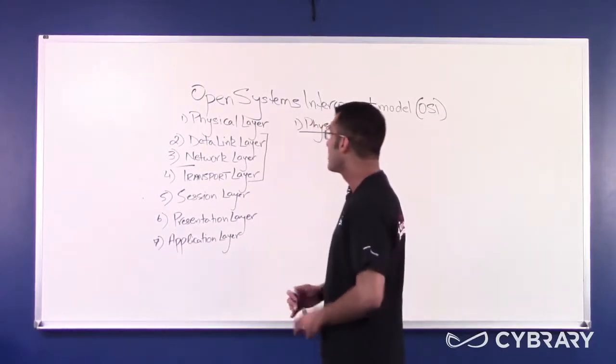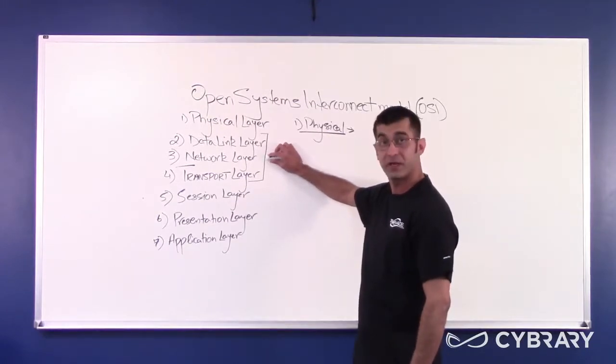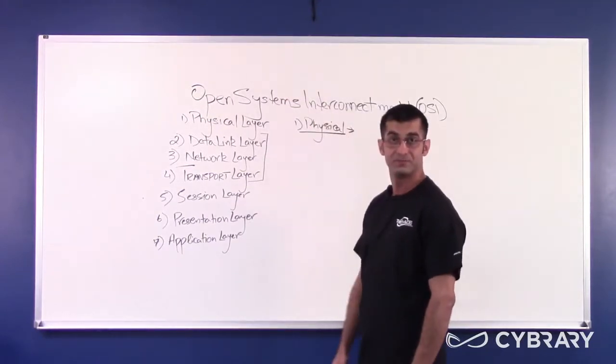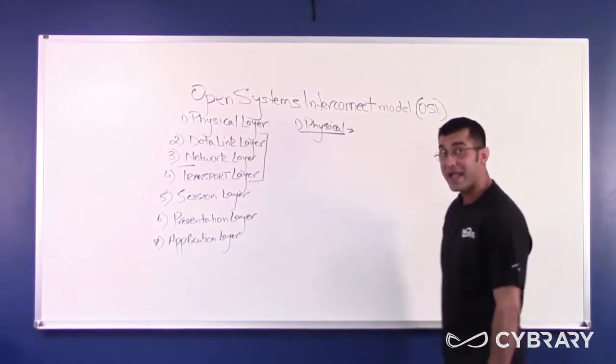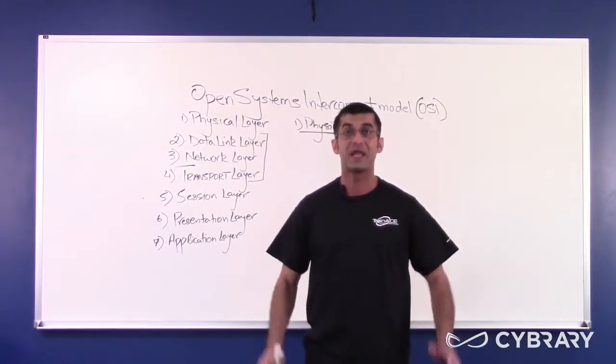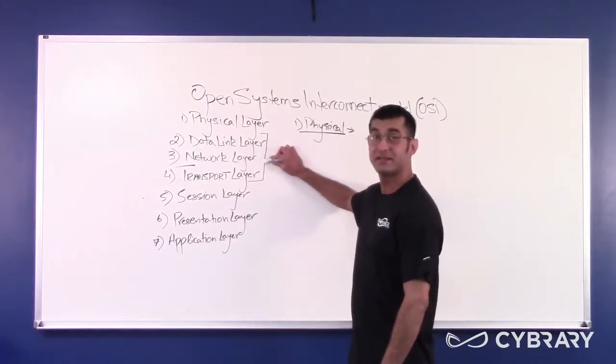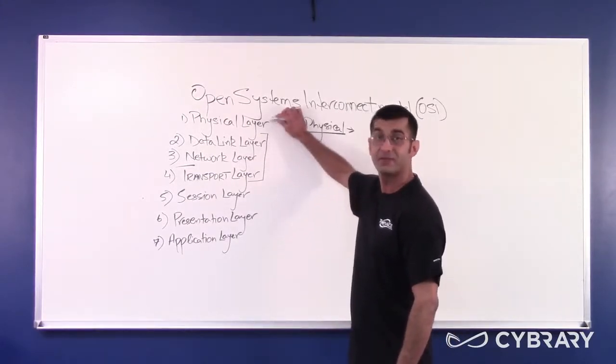The answer is, when I say a router works at the network layer, I mean it works at the network layer and all layers below. When a device works at the physical layer, there's nothing below that layer. It only works at the physical layer. A router, for example, again, will work at the network layer, the data link layer, and the physical layer.